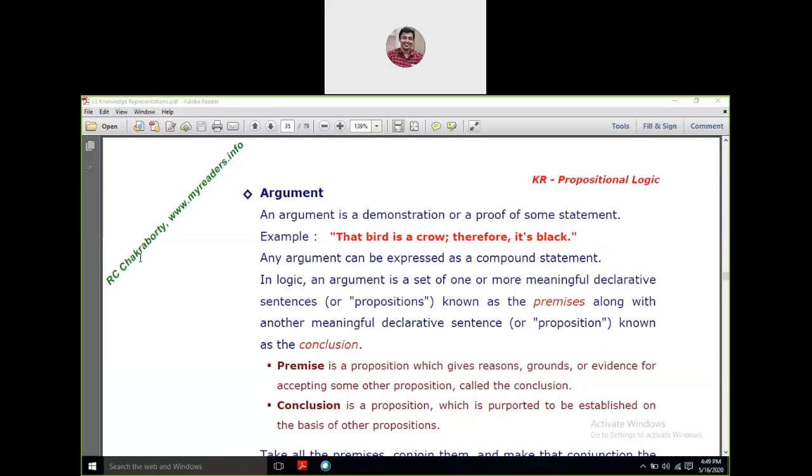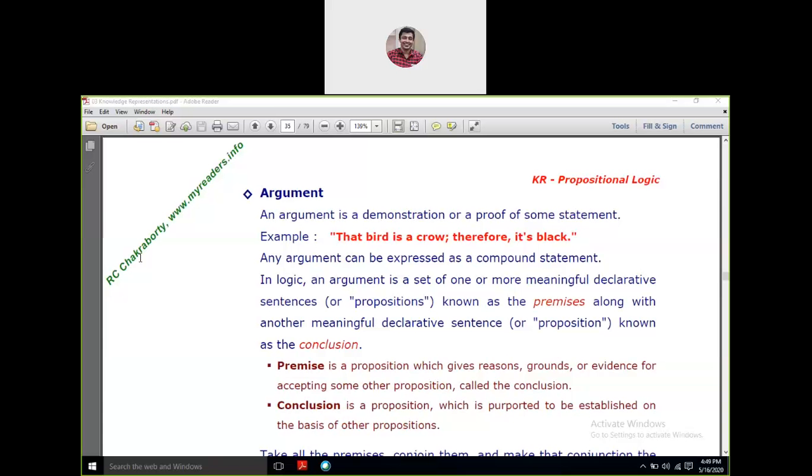Little disturbance in voice. Okay. Argument: the bird is a crow, therefore it is black. Is it okay? Can you hear? Or is there still some kind of issue? Is it okay, Hassan? Okay, fine.